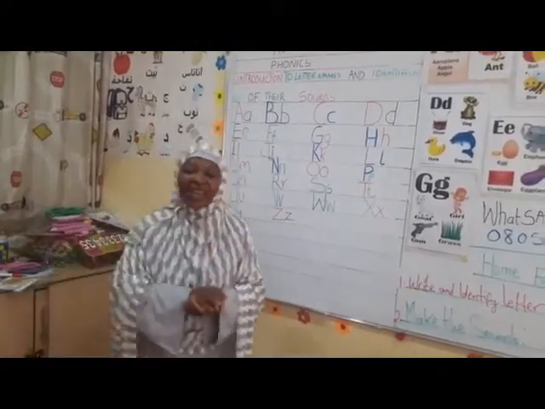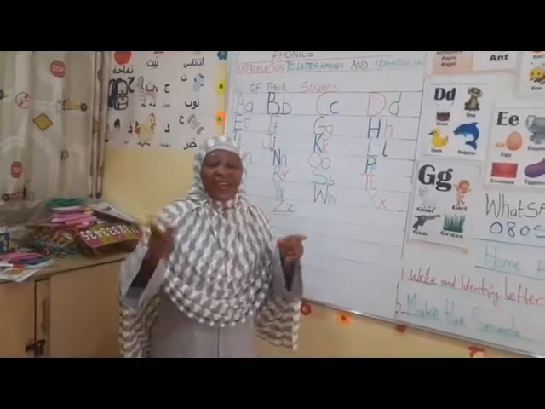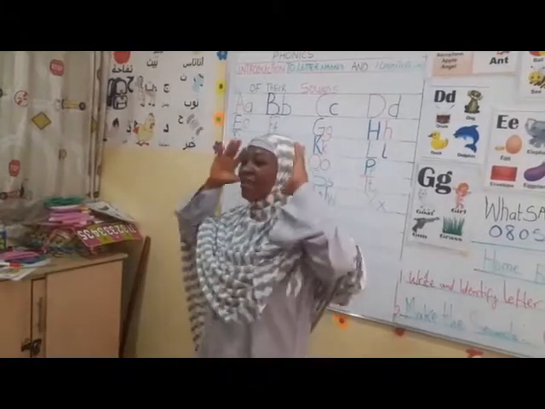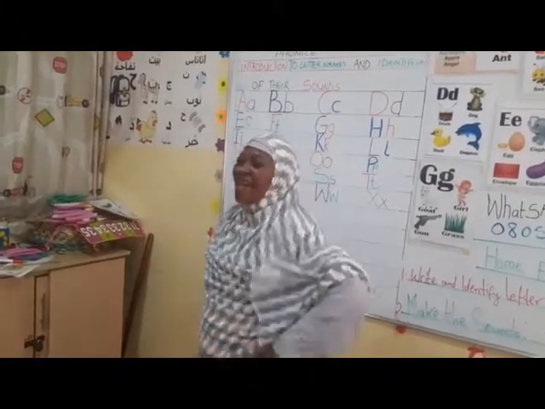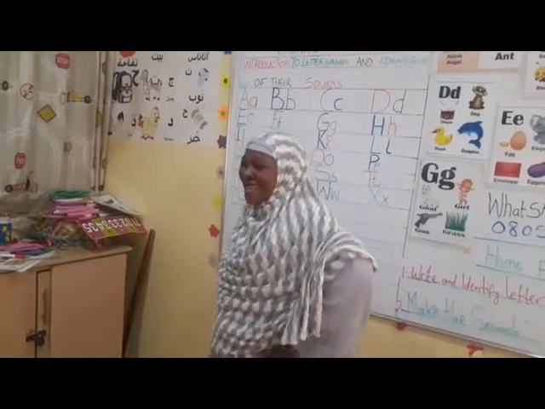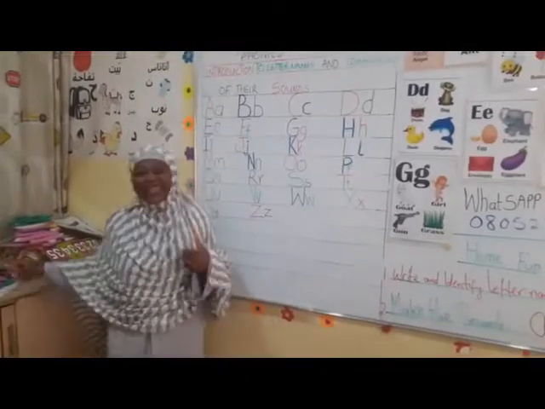Okay, let's sing another rhyme. A lion, a lion. A lion has a tail, it has a big head and a very small waist. Shake your waist, shake your waist, shake your waist. Very good. I trust you are all shaking your waist there.